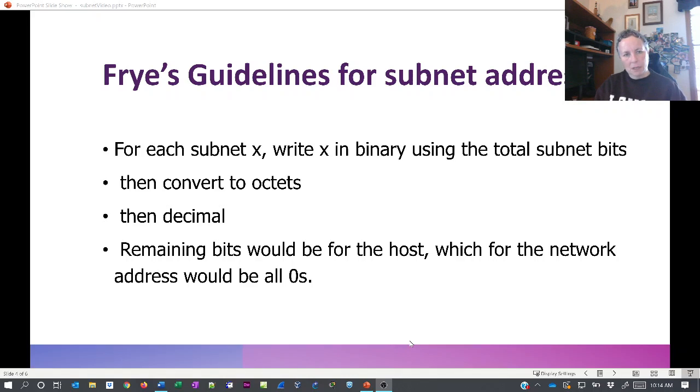So write the subnet number. If you're subnet 7, you're going to write the number 7 in binary using your total subnet bits, or in this case 5 subnet bits. We'll write the number 7 in binary using those 5 bits. Your host bits are all zeros. For the broadcast address, you do the same thing, except instead of your host bits being all 0, your host bits are all 1. And then you convert that to octets and decimal.